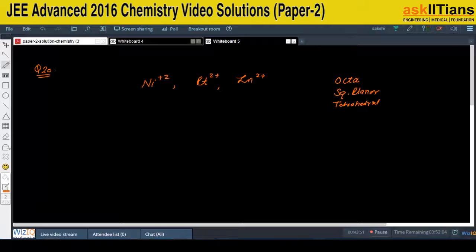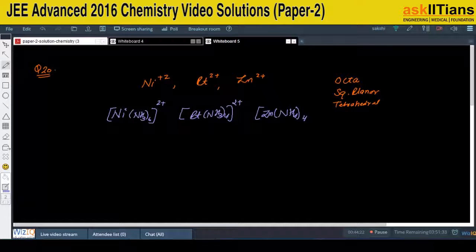Now how are we going to do this question? Let us see the complexes of ammonia. He has said that you have to form the ammonia complexes. If I form ammonia complexes, it will be Ni(NH3)6 2+, because nickel is in +2 oxidation state. Platinum should form Pt(NH3)4 2+. Similarly zinc can also form a complex with 4 coordination number, Zn(NH3)4 2+. So all are having +2 oxidation state.